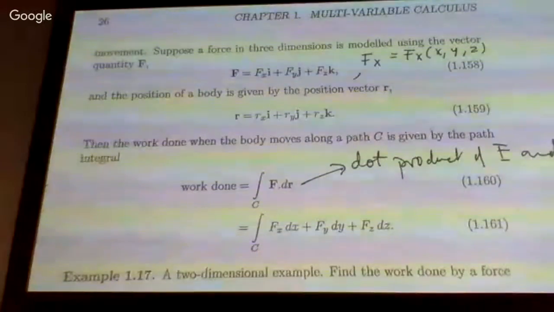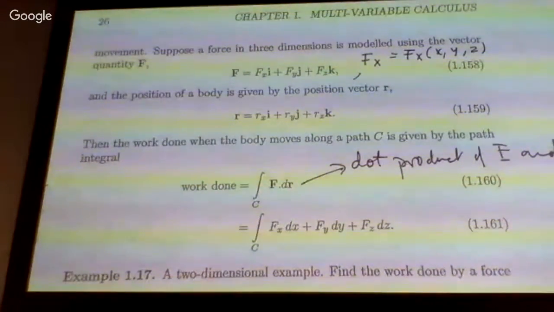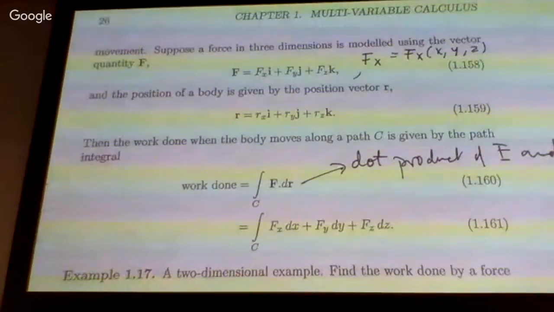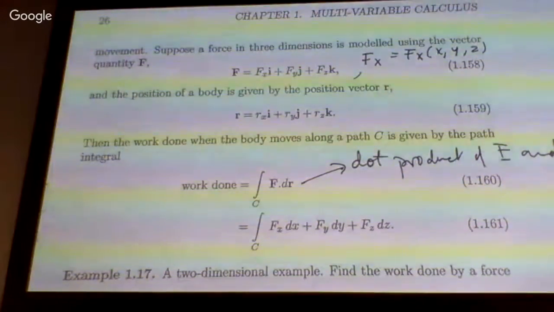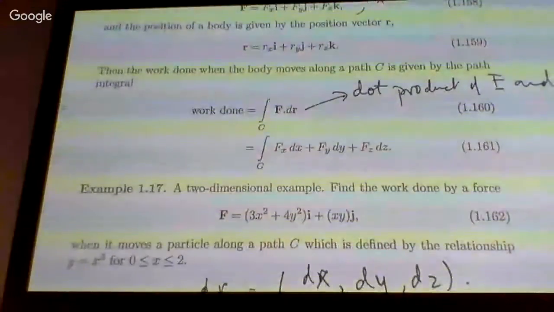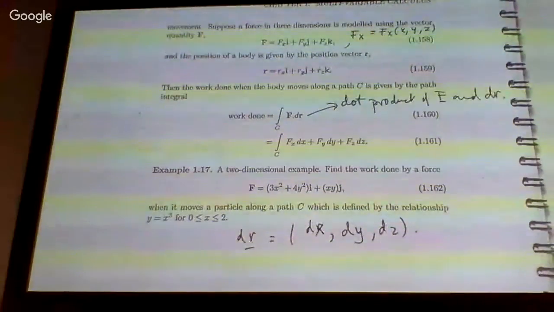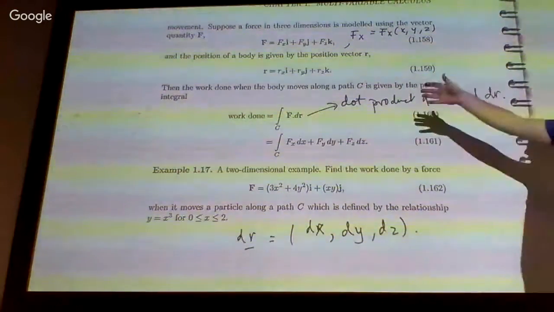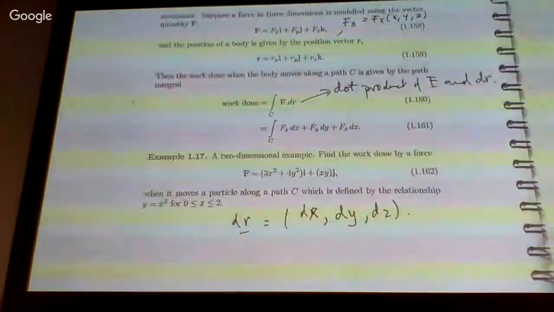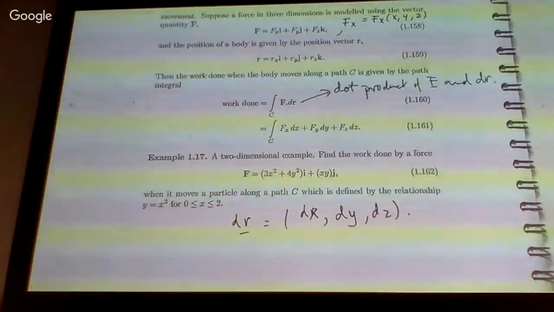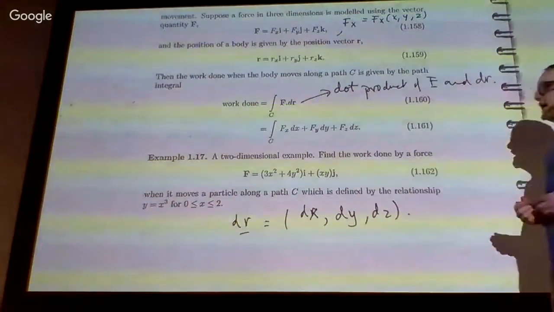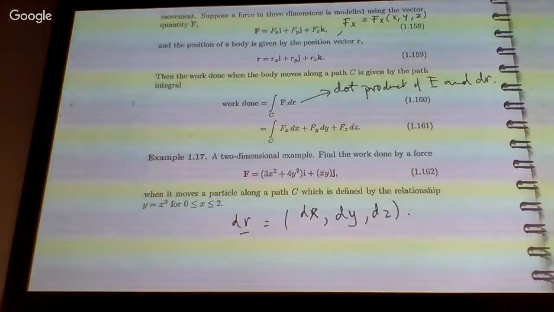So the vector dr is simply the vector of the differentials, dx, dy, dz. Dx times i, dy times j, and dz times k. So that's one way in which you see these kinds of linear differential forms appearing. Okay? So this is one set in 3 dimensions.